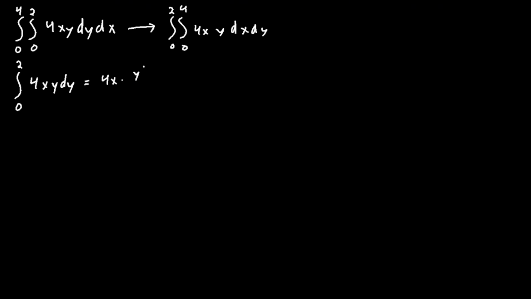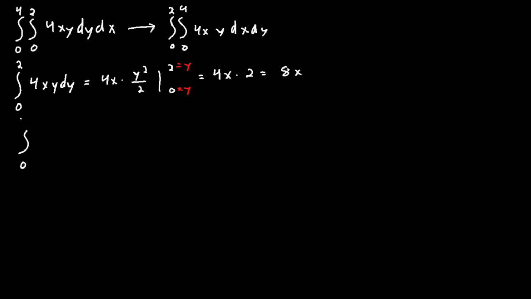4x times y squared over 2 from 0 to 2. And this is technically the quote-unquote partial integral. So now we just have to input the numbers. We get 4x times 2 squared over 2, which is just 2. And 0 just turns everything into 0. So our current integral is 8x.